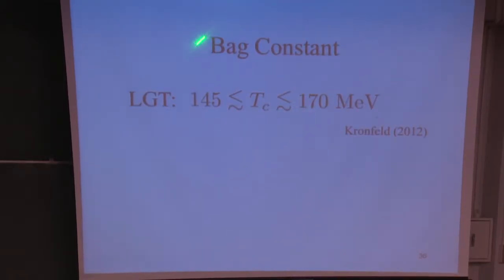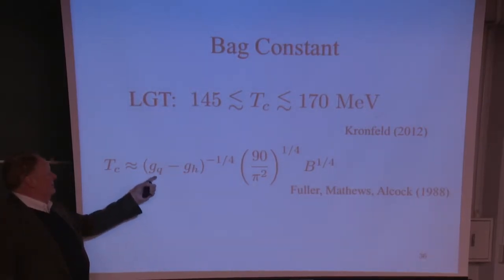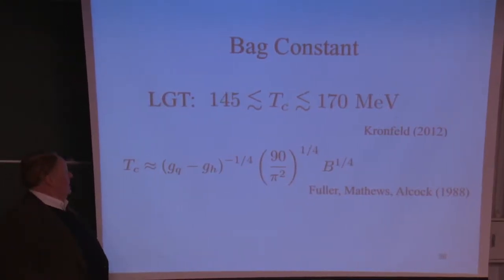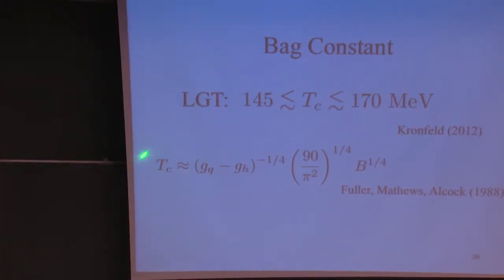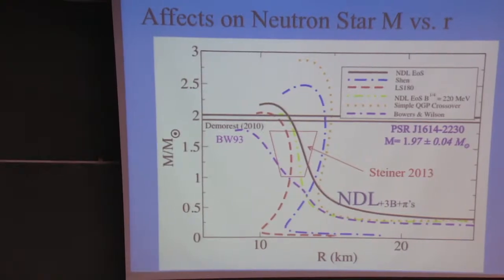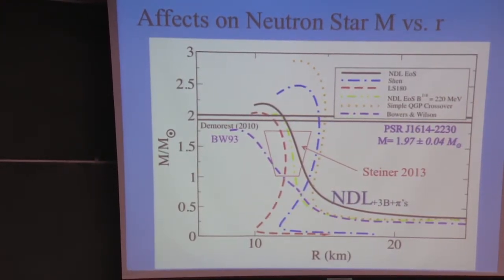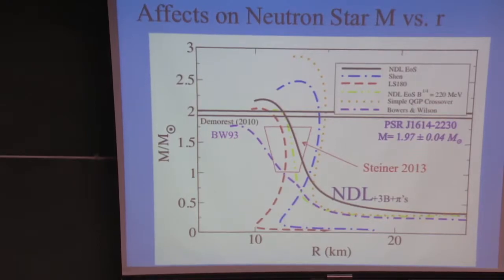We can fix the bag constant from lattice gauge theory, even though it's in the high temperature limit. We worked out a number of years ago, probably a lot of people have, but in terms of the quark and the hadron degrees of freedom, the temperature of the high temperature phase transition, that is the low baryon chemical potential limit, is directly related to the bag constant, so puts a constraint between 170 and 240. So with all that together, then we went back and recalculated properties of neutron stars.